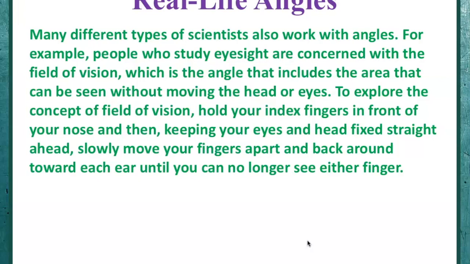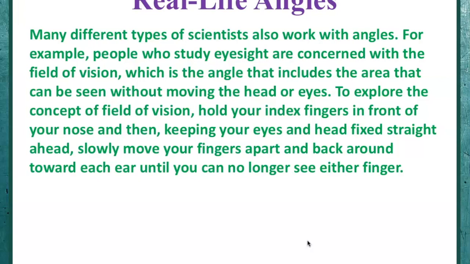You're going to hold your index fingers in front of your nose, and then keeping your eyes and head fixed straight ahead. So you can't move your head, you can't move your eyes. Slowly move your fingers apart and back around toward each ear until you can no longer see either finger. So on your left hand, put your index finger up. On your right hand, put your index finger up.